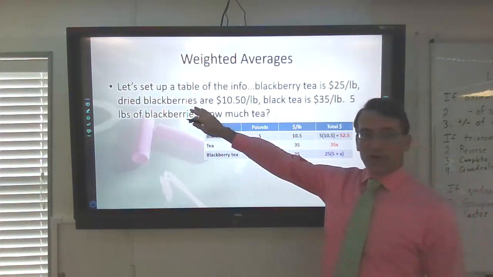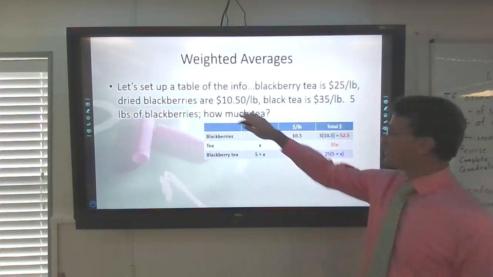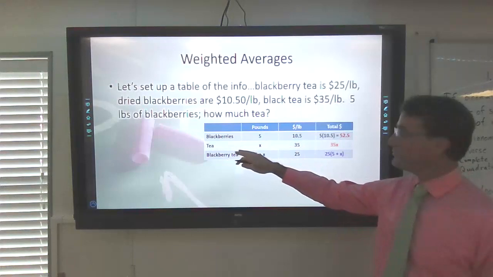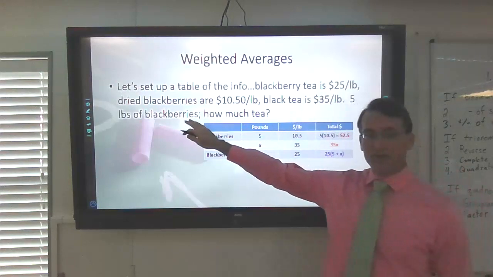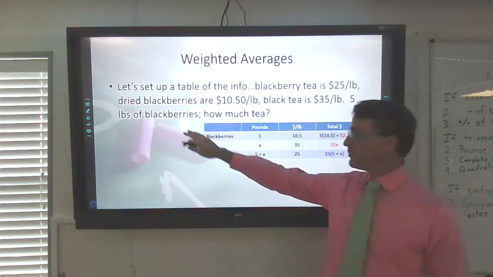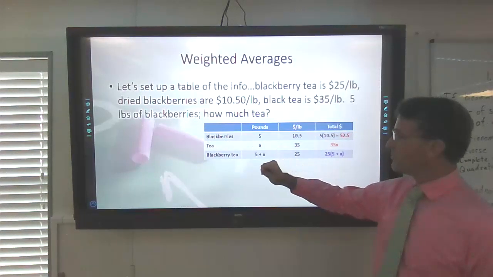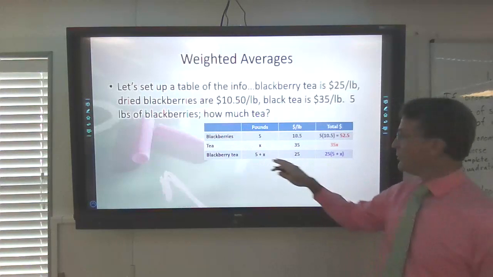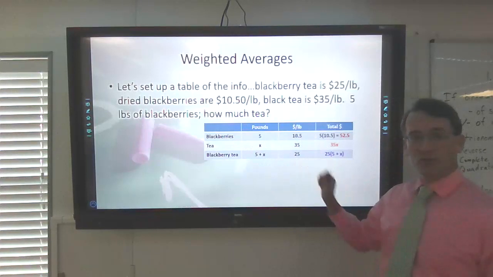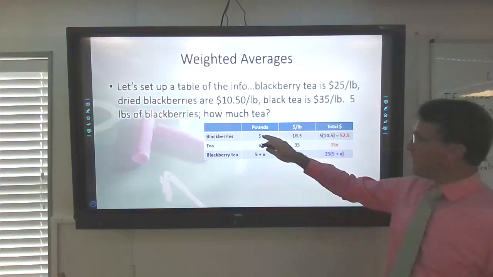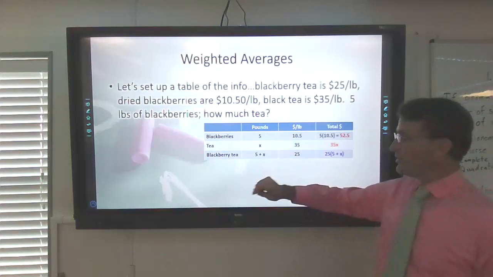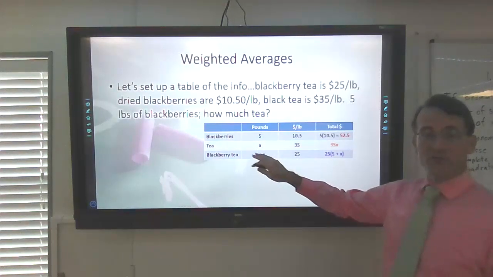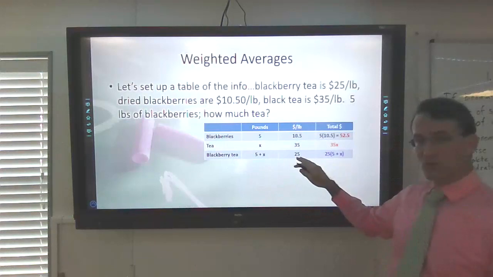I have dried blackberries, so just the blackberries cost $10.50 a pound, and the tea costs $35 a pound. And I want to use 5 pounds of blackberries, so I put 5 pounds here where my blackberries are, and I want to figure out how much tea I would need to add to it in order to get a mixture that is worth $25 a pound. So my 5 pounds of blackberries plus the amount of tea that I add to it should give me my total pounds. I want the cost to be $25.